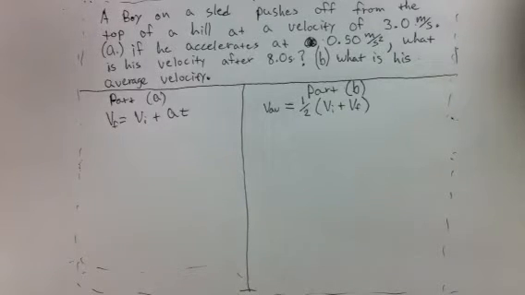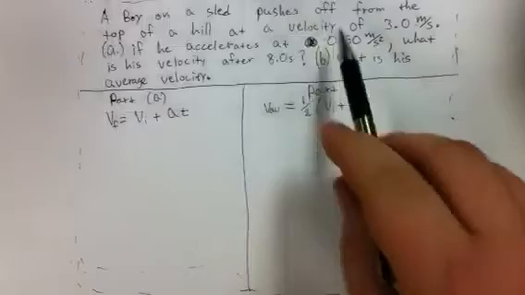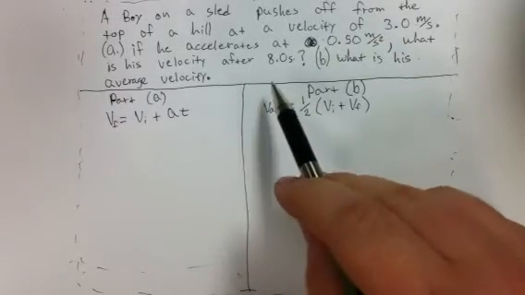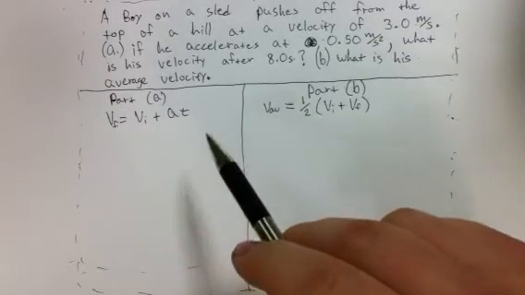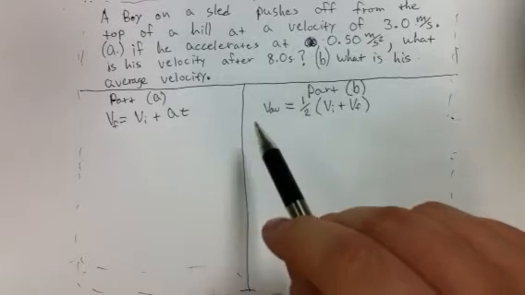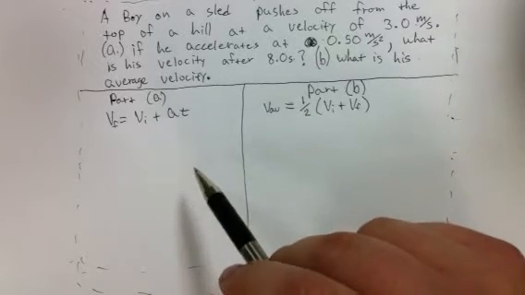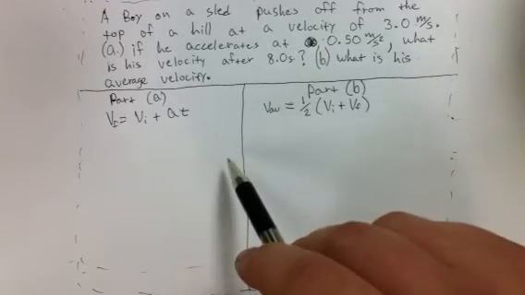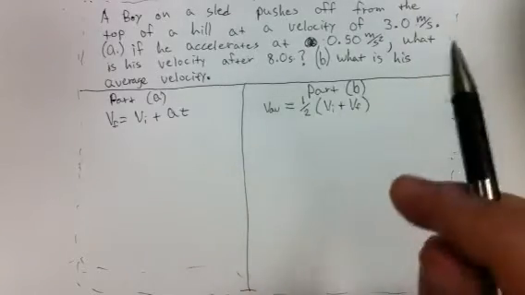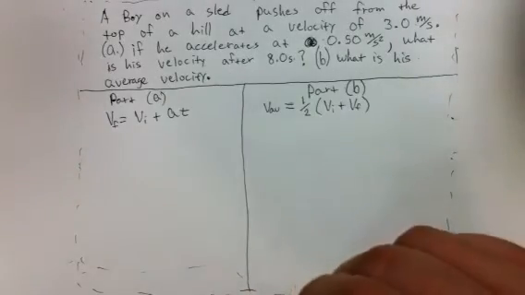This is a question dealing with our directional equations, our velocity as well as acceleration equations. The question states, a boy on a sled pushes off from the top of a hill at a velocity of 3 meters per second. If he accelerates at 0.50 meters per second squared, what is his velocity after 8 seconds? And the second part of the question is, what is his average velocity?